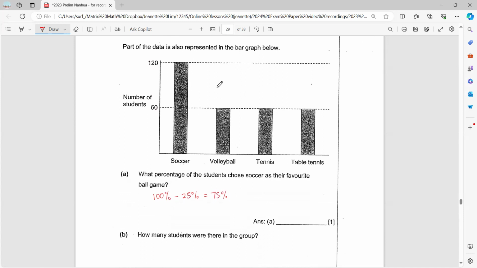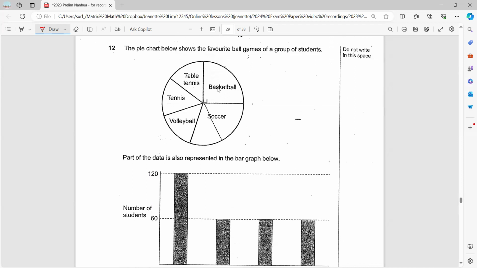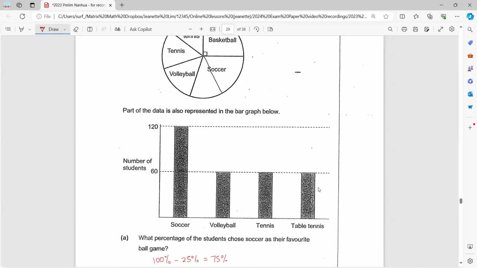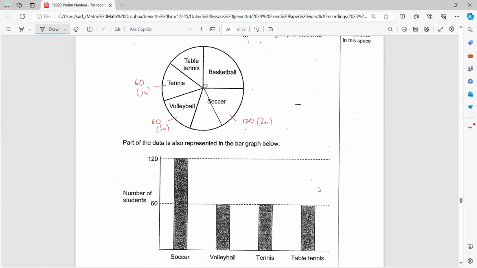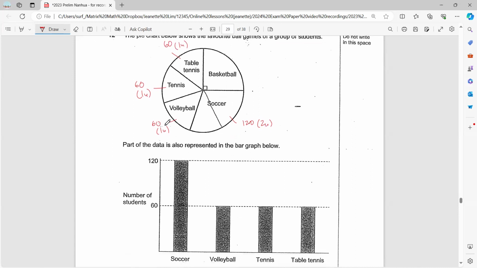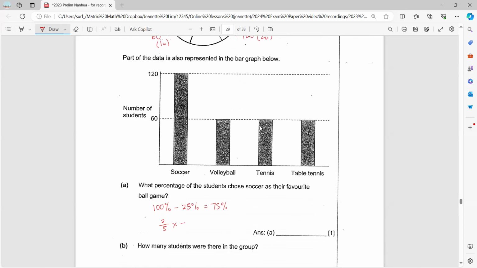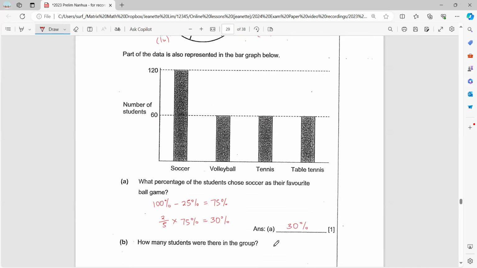Soccer here is twice of volleyball, tennis, table tennis. So we can say soccer is 2 units. Soccer is 120, which is 2 units. Then everything else is 60, the 1 unit. So your 75% is made up of 2, 3, 4, 5 units. Soccer is 2 units. So 2 out of 5 times 75%, which is 30%. So soccer is actually 30% of the students.